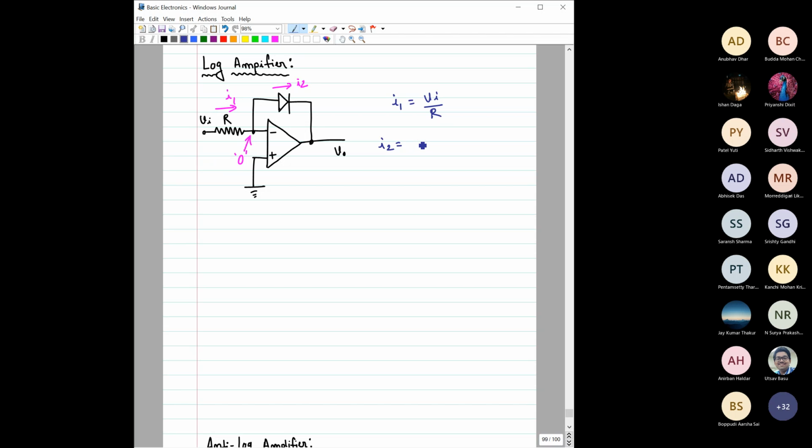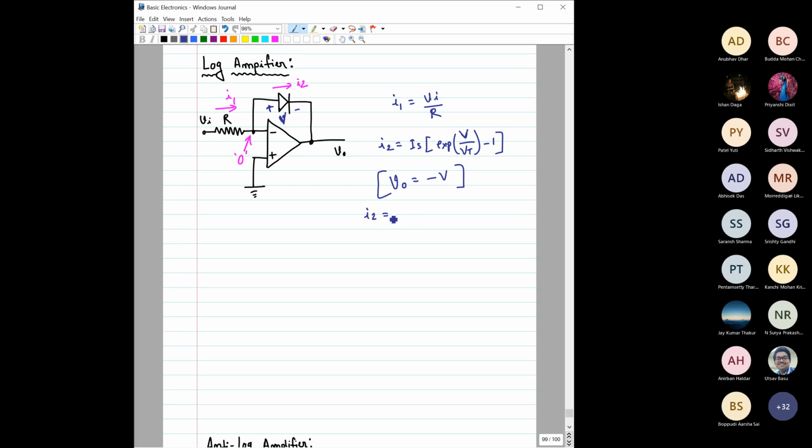Okay, fine. What would be the value of I2? We know the expression of this diode. If the voltage drop across this diode is V, then we know that it is Is exponential of V by Vt minus 1. Now, how is this V related with this V naught? Again, like the previous case, we can clearly see that V output is nothing but minus V, or this V is equal to minus V naught.